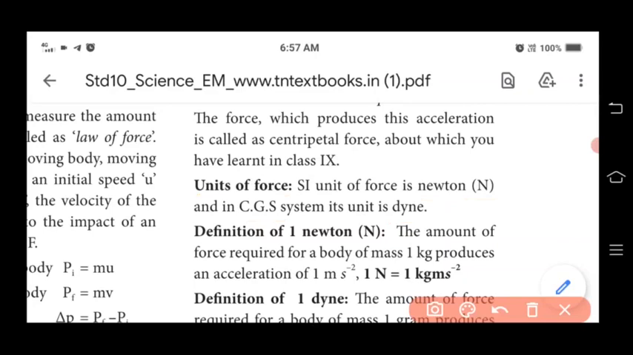And then the definition of 1 Newton, because the unit of force is Newton, so we must know what is meant by Newton. So 1 Newton is the amount of force required for a body of mass 1 kg to produce an acceleration of 1 meter per second square. So here 1 Newton equal to 1 kilogram meter per second square.